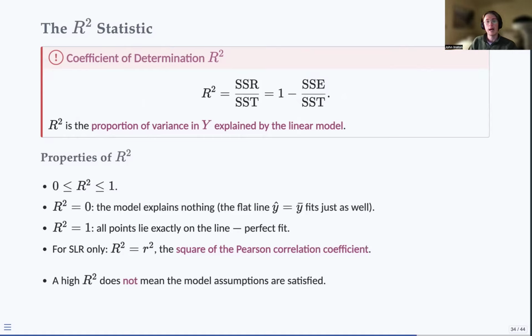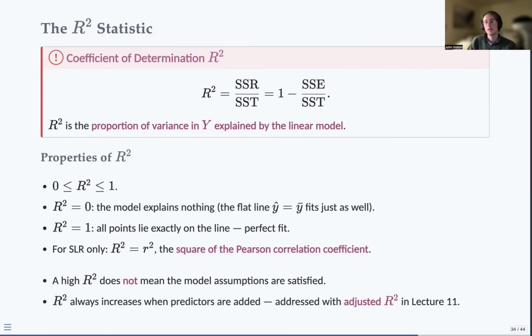It's important to note that a high R-squared does not mean the model assumptions are satisfied. R-squared will always increase the more parameters you add to a model, and so typically we need to adjust it by penalizing it for the addition of multiple parameters. So this is something we discuss more when we cover multiple linear regression in lecture 11.